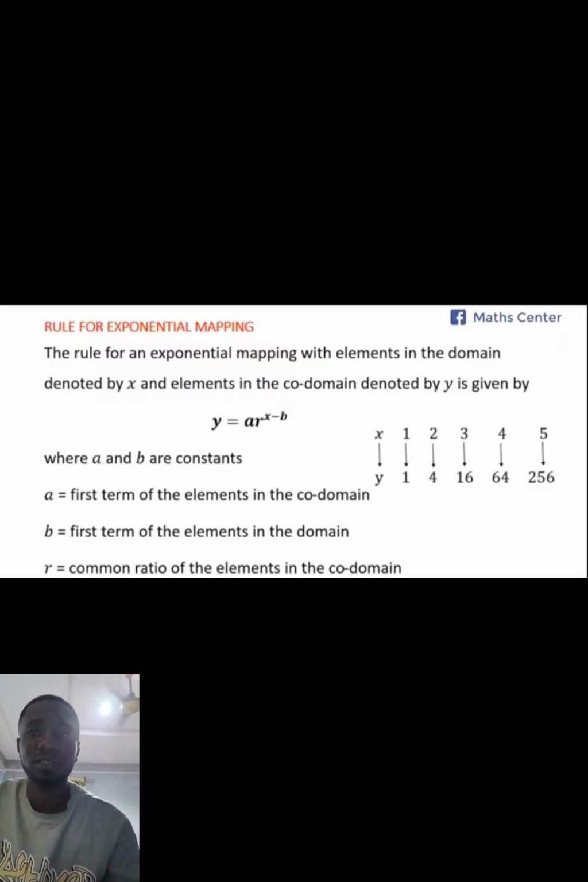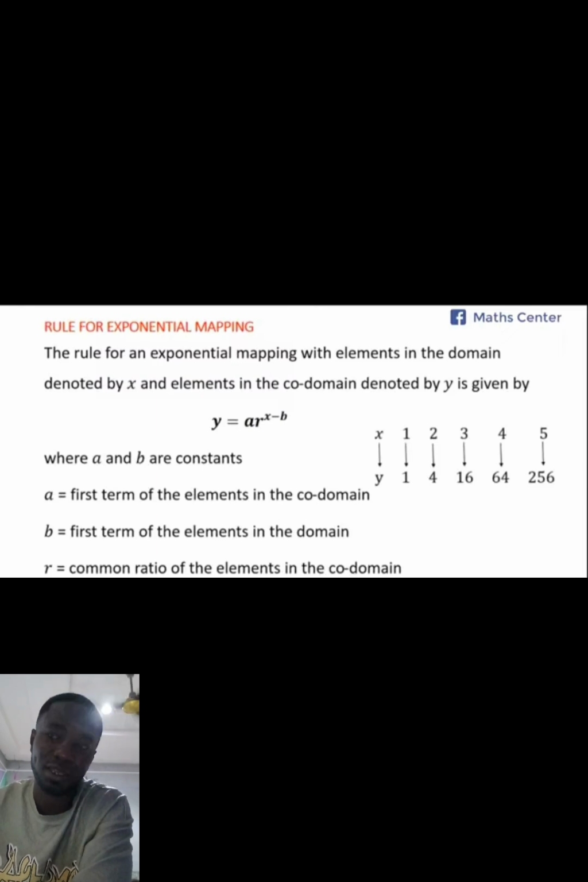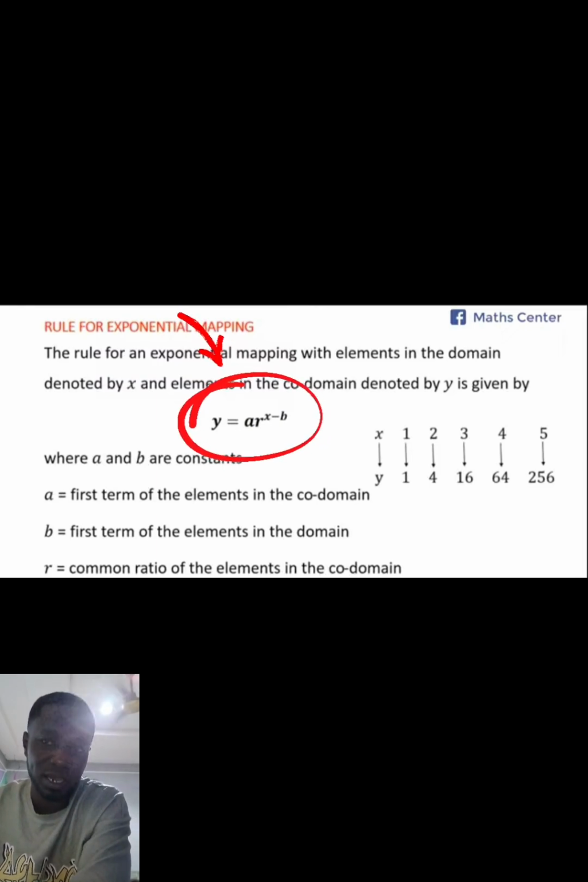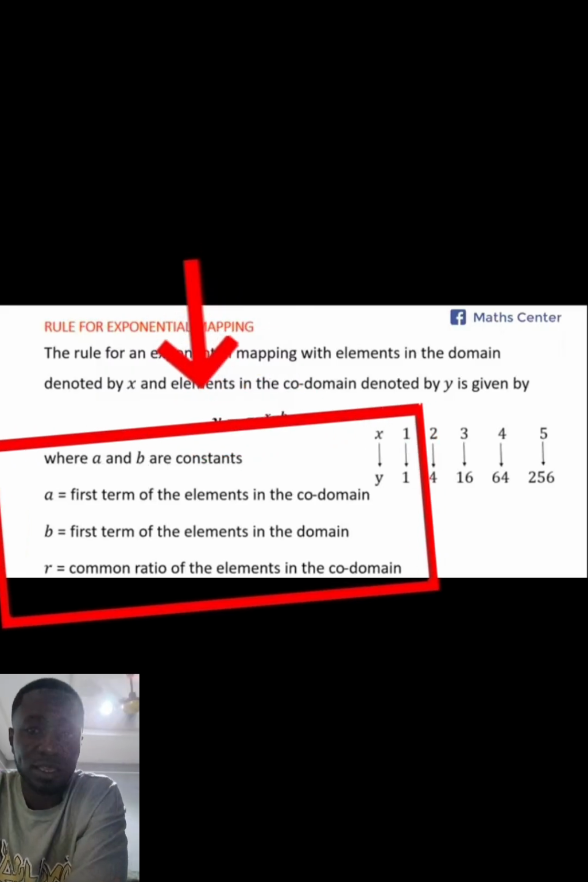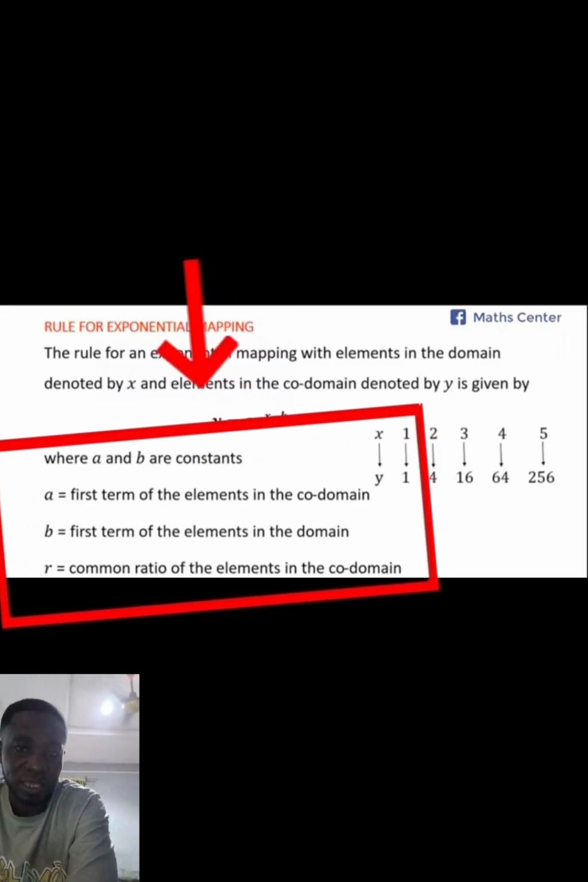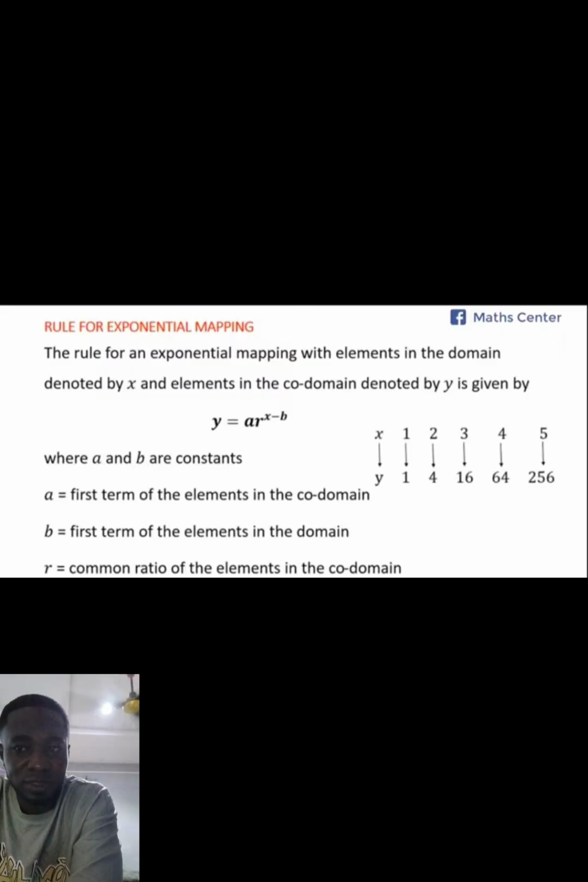The rule for an exponential mapping, with elements in the domain denoted by x and elements in the codomain denoted by y, is given by y = ar^(x - b), where a and b are constants. Here a is the first term of the elements in the codomain, b is the first term of the elements in the domain, and r is the common ratio of the elements in the codomain.